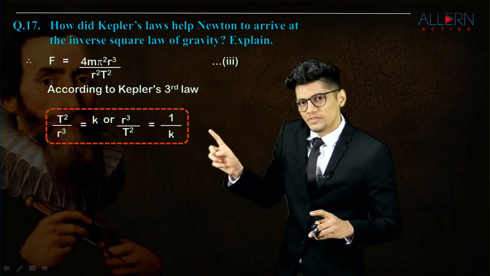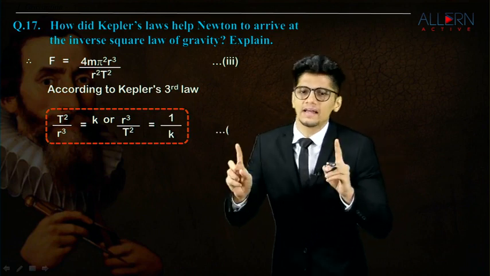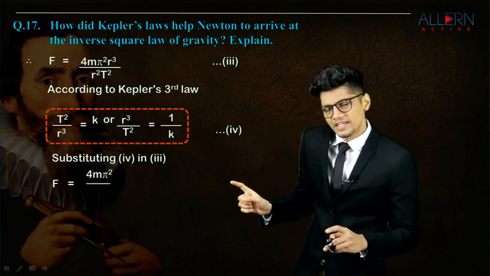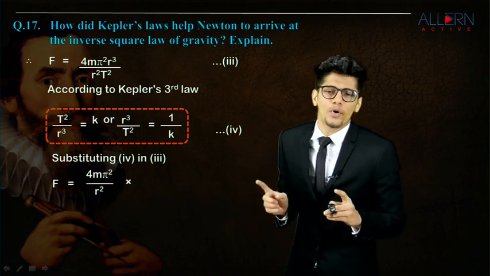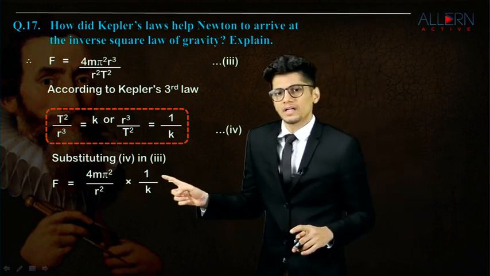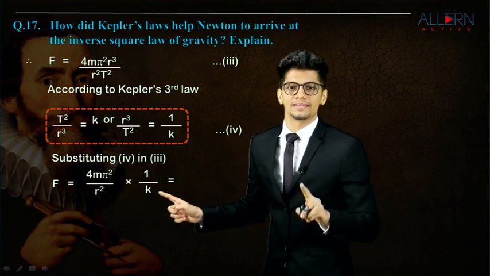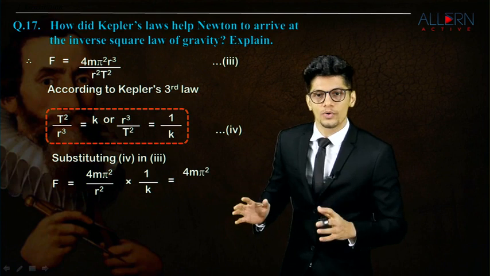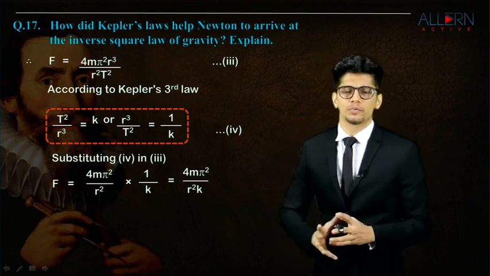So right now we have to substitute R cube upon T square in this equation, and everything else remains as it is. So we'll substitute equation number 4 in equation number 3. So F is equal to 4 pi square upon R square remains as it is, and we know R cube upon T square will be equal to 1 upon K. Now, in the numerator, we have this entire term multiplied by 1. So anything multiplied by 1 will be anything. That means this term. So we get 4 m pi square upon R square into K or K R square, whatever you want to write.